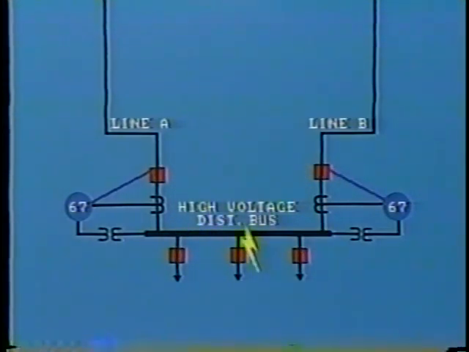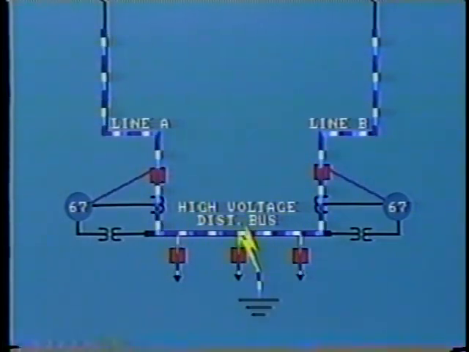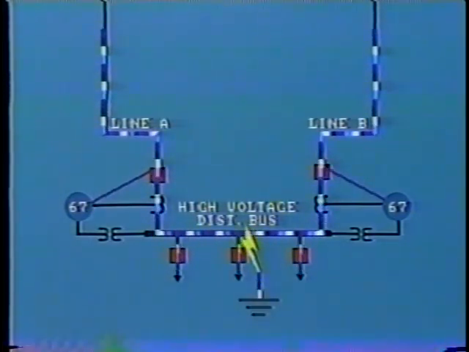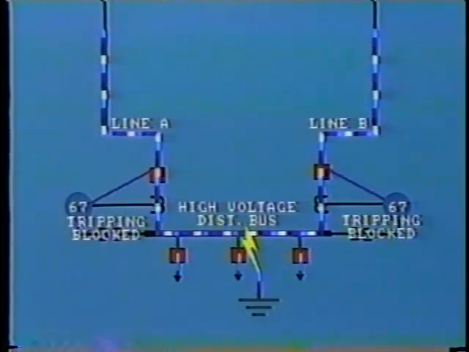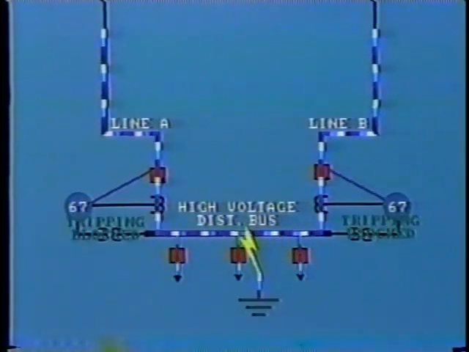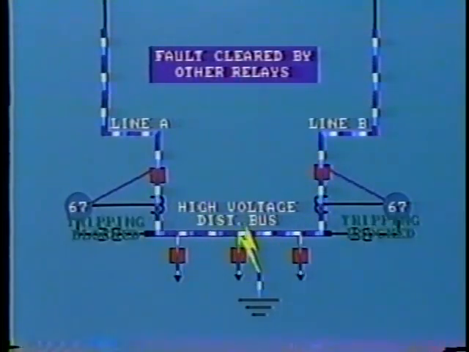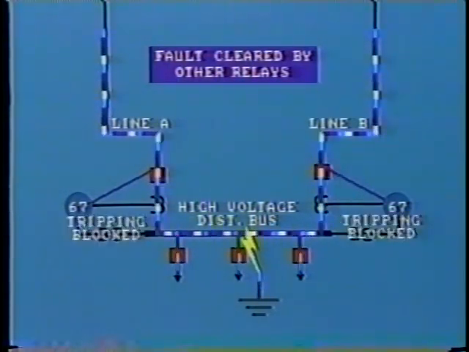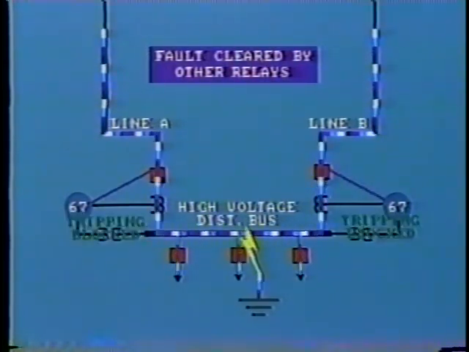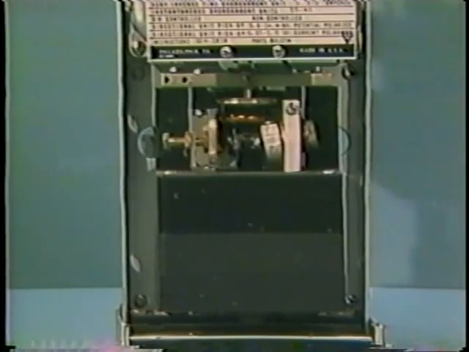In the case of a bus fault, current will flow into the bus from both feeders. Then both overcurrent relays will be blocked from operation by their respective directional relays. The fault would be cleared by other protection relays tripping out the same breakers, a clear case of zone overlap. The directional element controls tripping by superimposing its operation on that of the overcurrent relay.